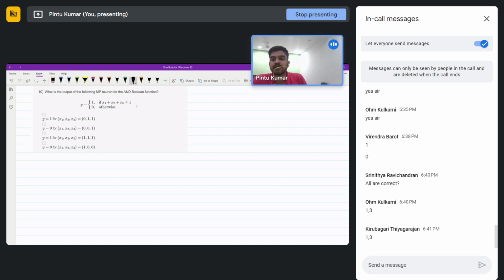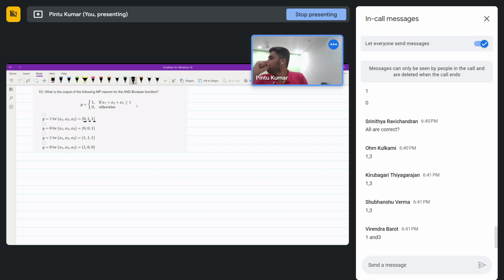So the first one, the input is 0, 1, and 1. So the sum is 2 over here, which is strictly greater than 1. So my y should be 1. And it says y is equal to 1 for this input. So this one is correct.